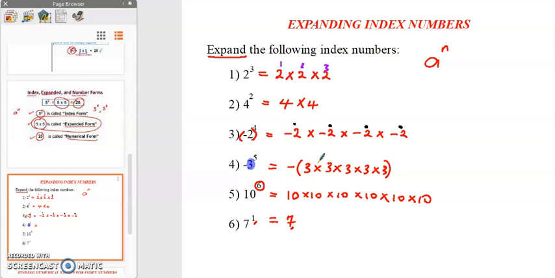So feel free to go back to the examples, rewind, and watch over to get the concept, because these are important concepts to give you a solid foundation. So we'll continue in another video on how to find the numerical values of expanded numbers.